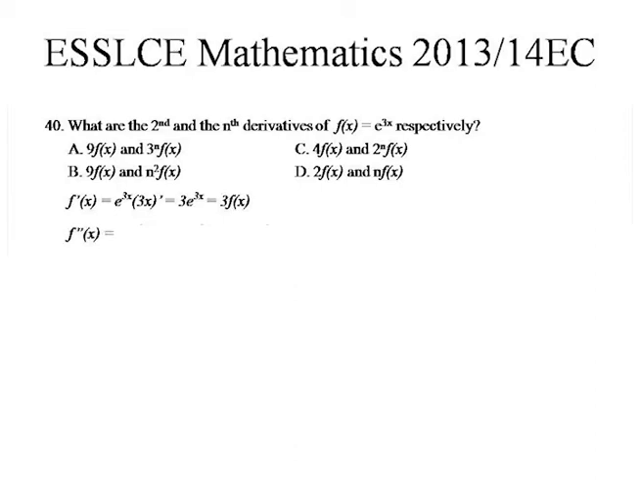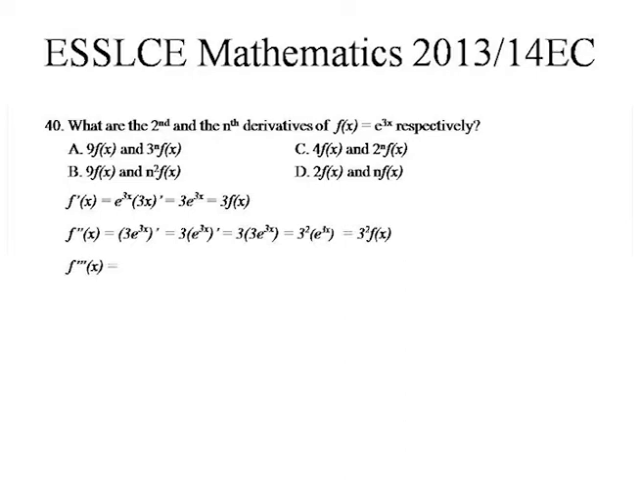The second derivative of f of x is equal to the derivative of the first derivative, which is equal to 3 times e to the power of 3x. 3 is a constant, so we can take it to the front, times the derivative of e to the power of 3x. The derivative of e to the power of 3x is already determined as 3 times e to the power of 3x. So 3 times 3 times e to the power of 3x is equal to 3 squared times e to the power of 3x, which means 3 squared times f of x.